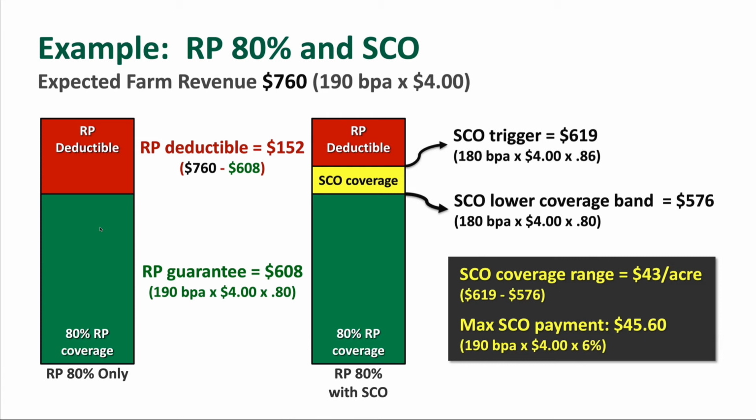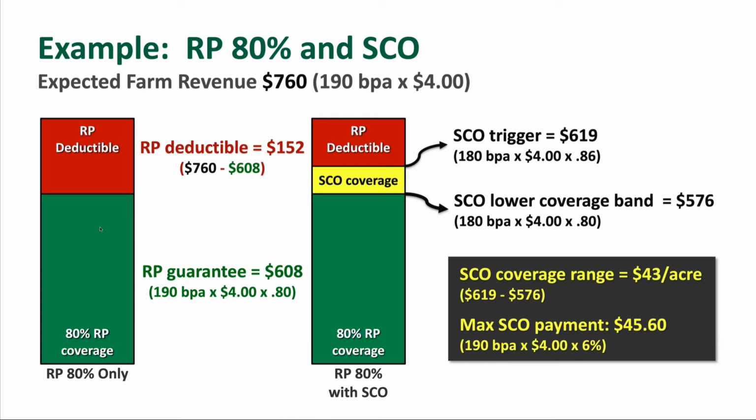And you can see the coverage kicks in, in this example, at 86%, which would be $619 of county revenue. The yellow band of coverage ends at the 80% coverage level, since that's how much RP this farm is buying. So that band of coverage kicks in at $619. It shuts off at $576. So you do that math, that's $43 of coverage they're adding on top of their RP coverage in this example.